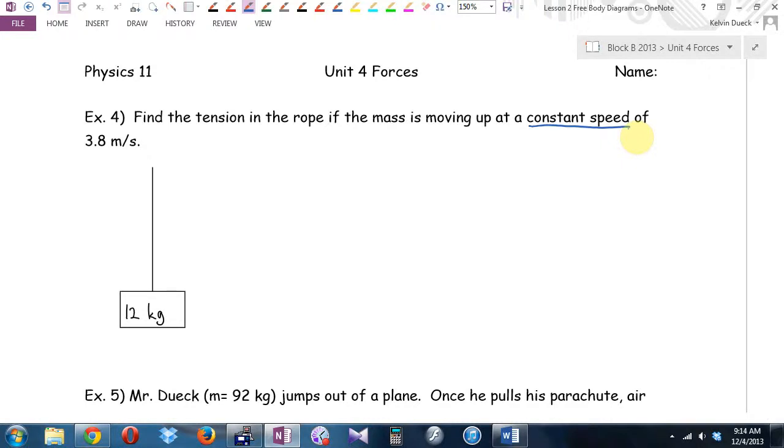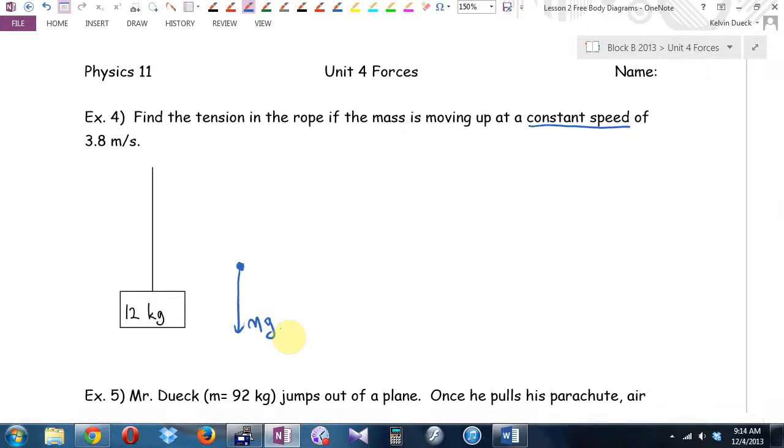I'm going to start out by drawing a good free body diagram. So here's my mass. What are the forces acting on it? Get the obvious one. Okay, so I got gravity down. Is this mass in free fall? So Newton's first says there must be a force up. Tension. How big?